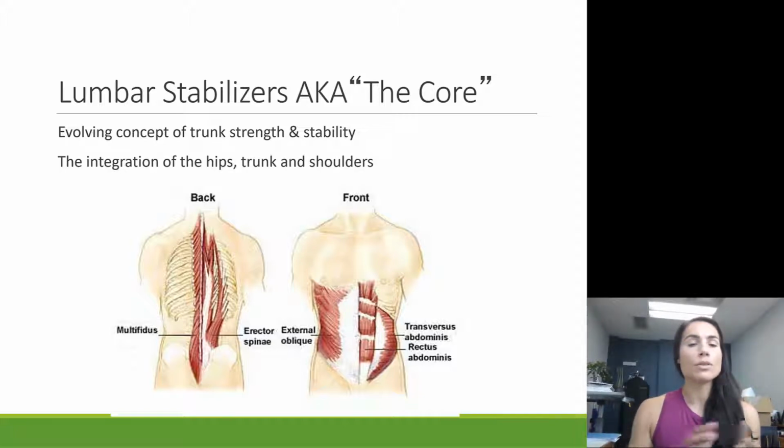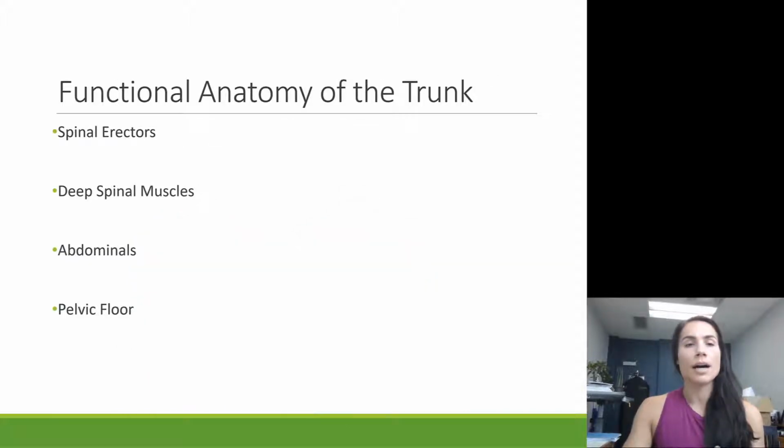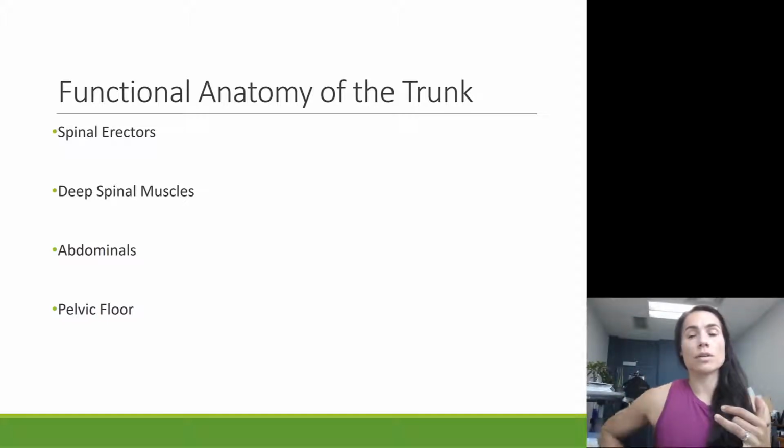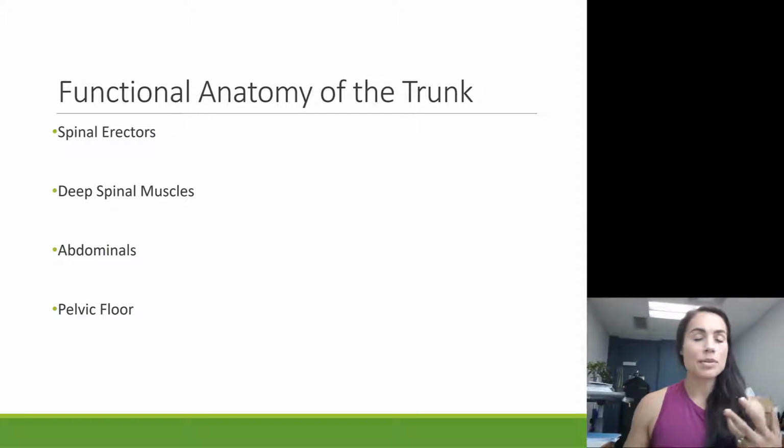We also integrate the hips and trunk and shoulders into movements with the core. And some functional training anatomy, just to go over what includes the core. We talked about those erectors, the erector spinae. We talked about some of those deep spine muscles. We know the abdominals, the rectus abdominals, right? What we often don't talk about is the pelvic floor.